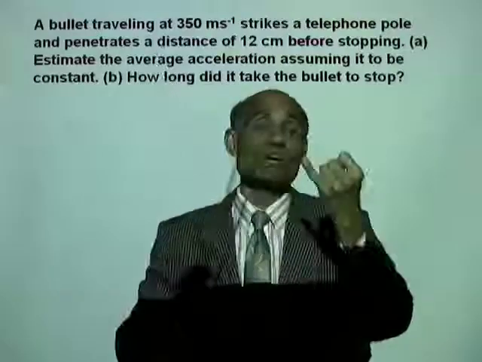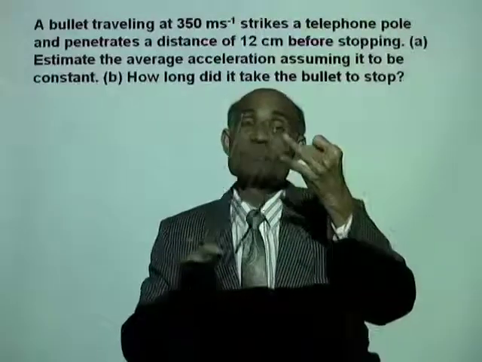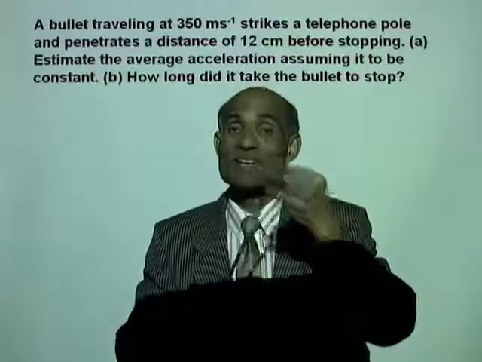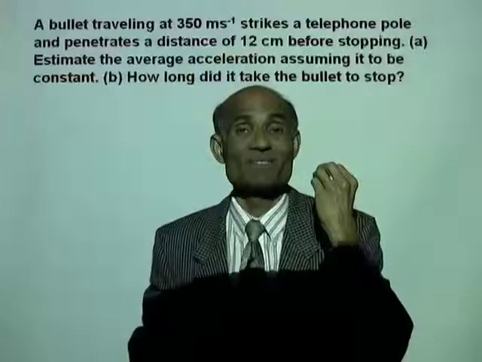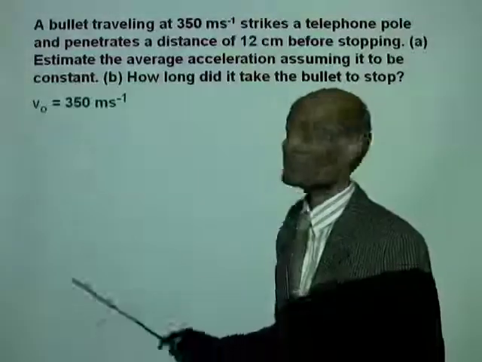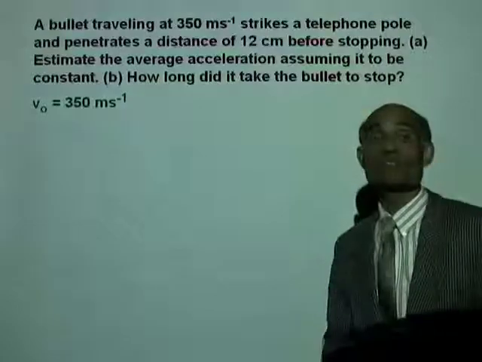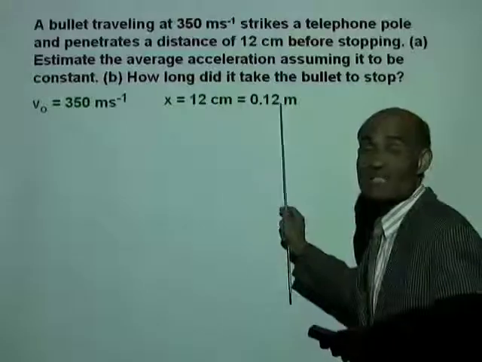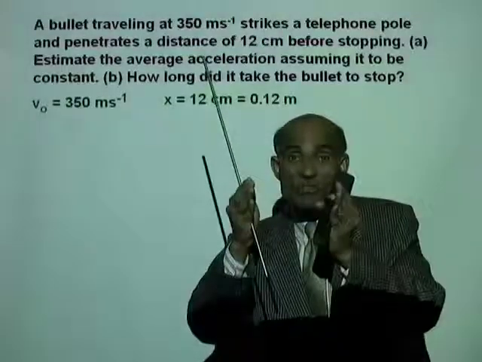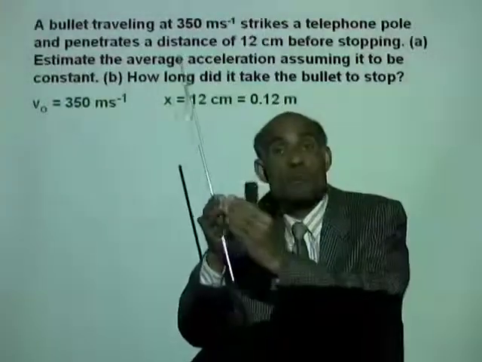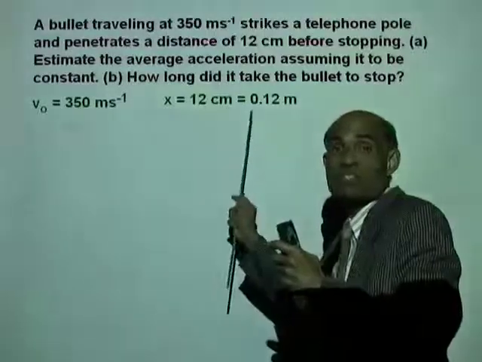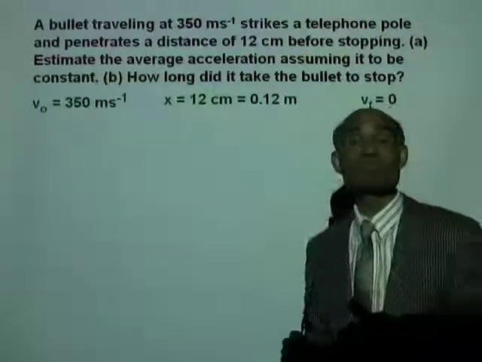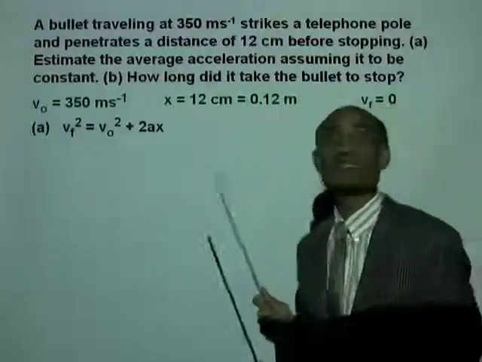You know the displacement. You know the initial velocity. You know the final velocity. You know the displacement. Can you find the acceleration? All right. V0 is 350 meters per second. X equal to 12 centimeter. That is, from V0, its velocity becomes 0 in traveling a distance of 0.12 meter. And Vf equal to 0. We need to find the acceleration.